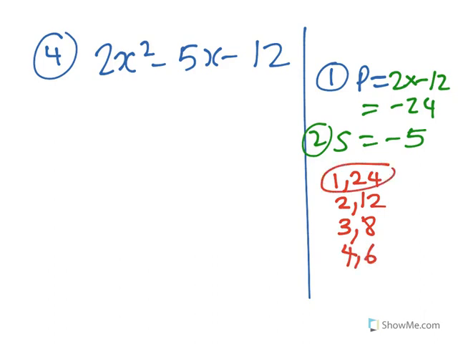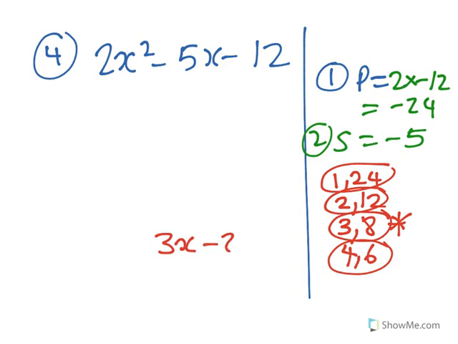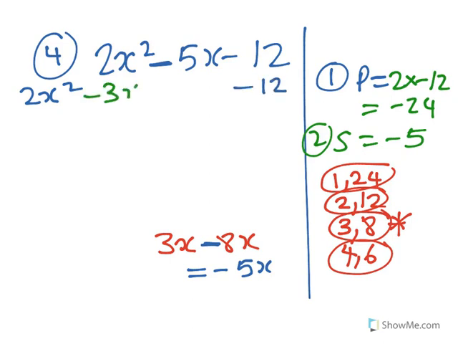Okay, so when I look at them, this one here, 3 and 8, they have a difference of 5. If I go 3x minus 8x, notice because I know that that's a minus in the middle, the minus goes with the bigger one, it is minus 5x. So if we rewrite this, it's 2x squared plus 3x, minus 8x, minus 12. Okay, so now let's put it into two groups.